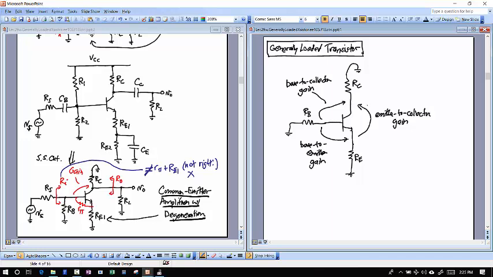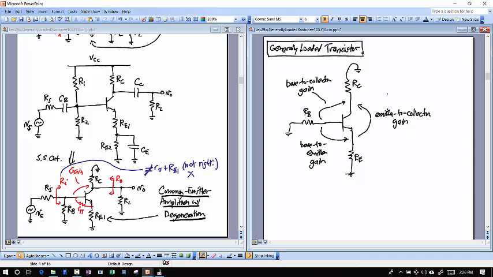So why am I not going collector to emitter gain? I can, but then I'd be operating that device in the reverse active region. And I already said you don't want to do that because the device stinks in that region. Okay? So that's why I'm considering only these three gains right here, because those are the three practical gains we'll use for a forward active device.